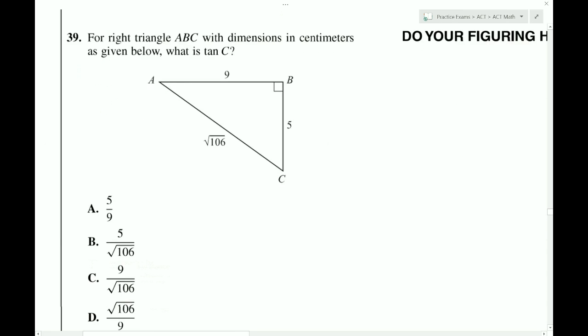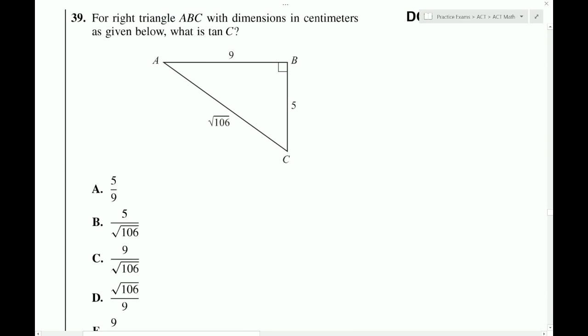For the right triangle below, what is the tangent of C? So the tangent from SOHCAHTOA, we know it's opposite over adjacent. So we go to the opposite side first, which is here, then the adjacent side, which is here. Now, the opposite side is 9, and the adjacent side is 5. 9 over 5 would be our answer, so choice E.